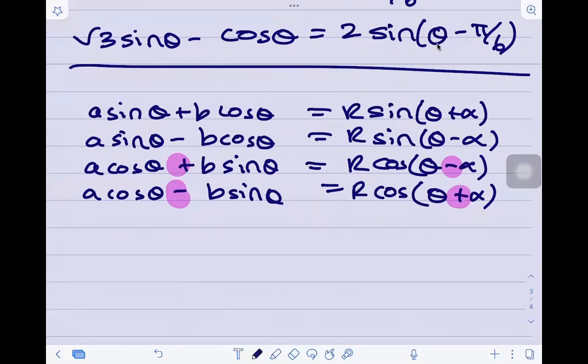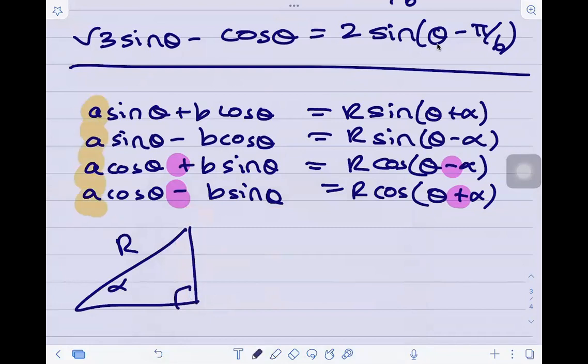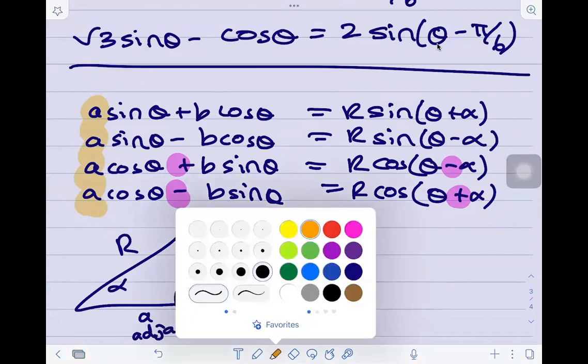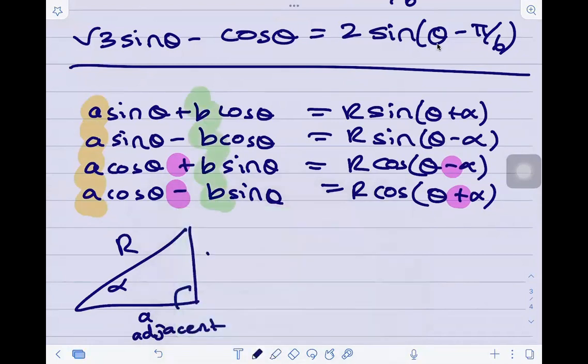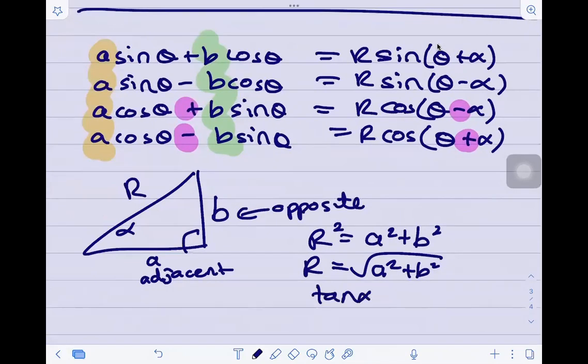And the triangle, to help you find r and alpha: the a, which is the first number there in front, goes here, and you can remember adjacent. And the b, which is this one here, is the opposite. And then from there, you can get r, which is a squared plus b squared by Pythagoras. So it's the square root of a squared plus b squared. And the tan alpha is the b on a. So alpha will just be an acute angle, which is tan to the minus 1 of b on a.